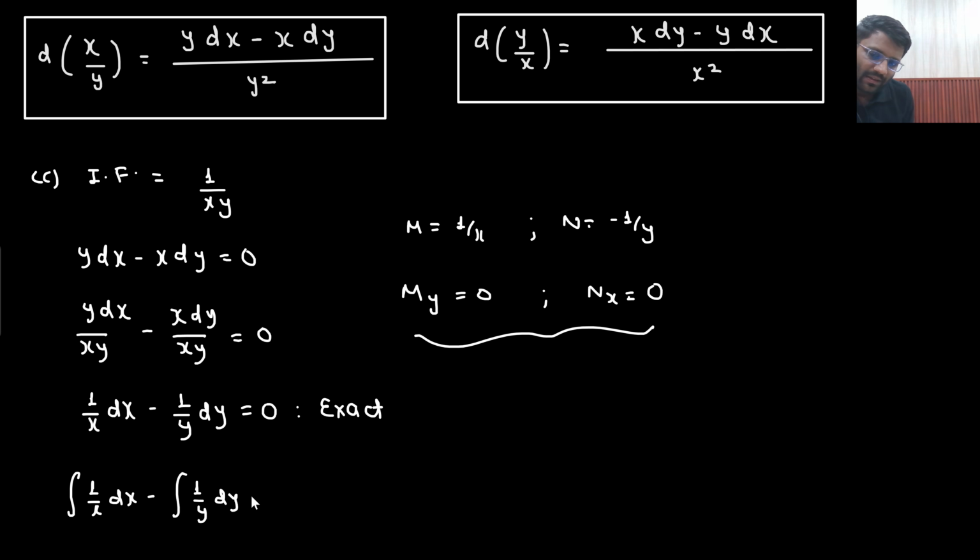What will the exact equation say? Whatever term is related with x, you put it to 0. There is no term which is related with x. Here you treat y as constant. There is no term of y. So what is the answer you are getting?